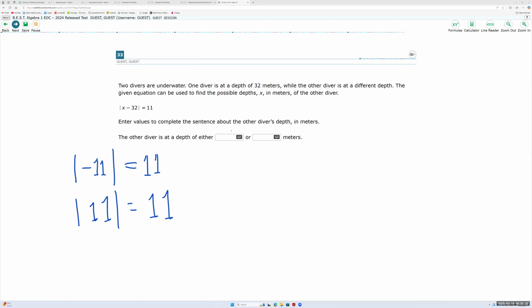Okay, so anything comes out positive because it's the distance on the number line from 0. That's what absolute value is. It's from 0 to 11, which is obviously 11 units. And from 0 to negative 11, which is the same. You count 11 units.